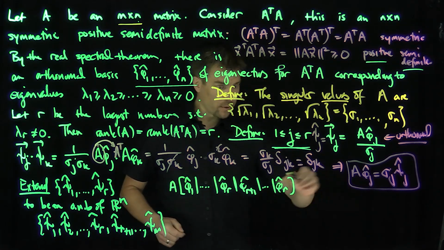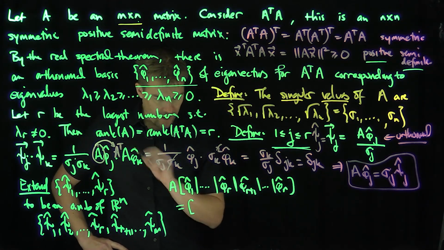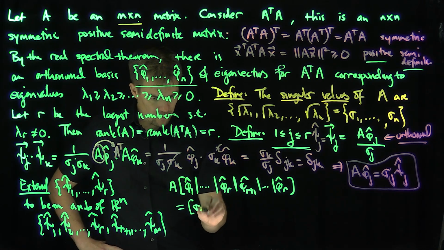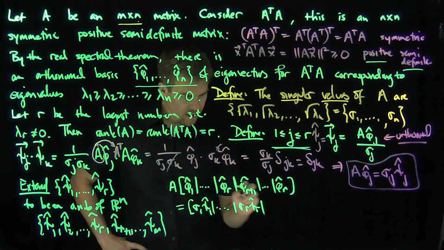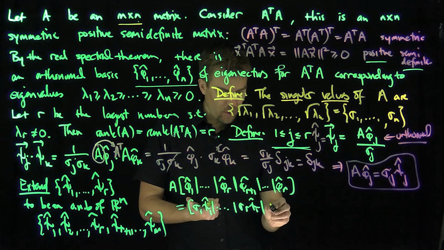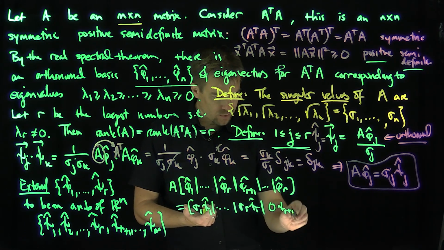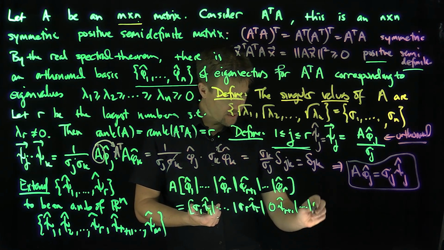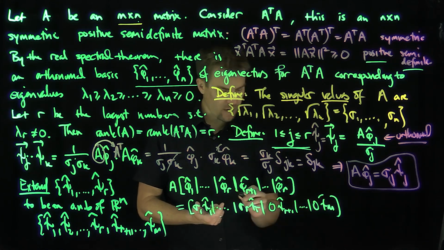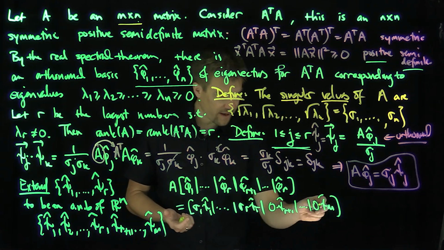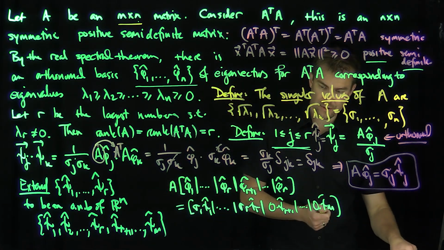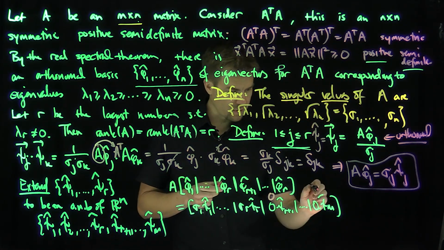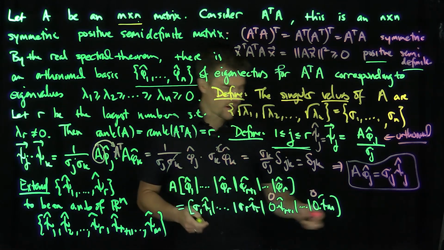Well, what's this going to be? Well, the first r of them are going to be sigma 1 psi 1 hat, all the way down to sigma r psi r hat. And then I can just put in zeros for the rest of them. 0 psi r plus 1, all the way down to 0 psi m hat over there. Because the rest of those things are just 0, right? If I multiply 0 with the vector over there, I'm just going to get 0. So all these things over here are really just 0. I just fabricated a whole bunch of zeros into this factorization, right? Those are all just 0 columns over there.